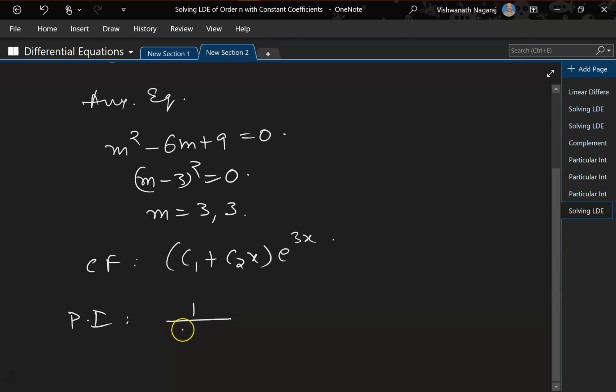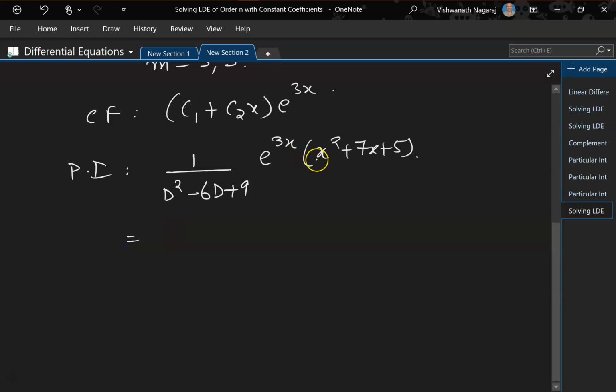So that, we know, is 1/f(D), that is 1/(D² − 6D + 9) e^(3x)(x² + 7x + 5). Now here, if we directly substitute 3 into this, what will we get? 3² is 9, 9 plus 9 is 18, minus 6 times 3 is 18, 18 minus 18, 0. So the denominator will become 0. We don't want that.